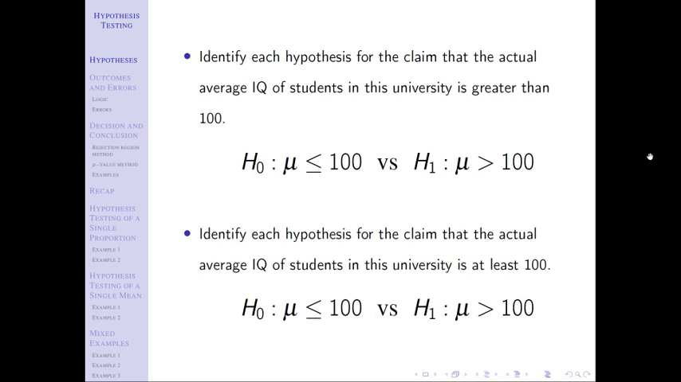And notice in this case, the claim, mu greater than or equal to 100, is actually neither the null nor the alternative, which again illustrates the point. The claim is sometimes the null, sometimes the alternative, sometimes neither. Okay, we don't really care. It's just a means to an end. Once we have these nulls and alternatives, we are good to go.